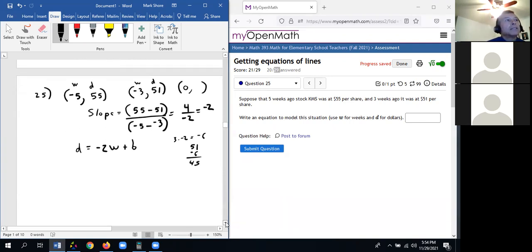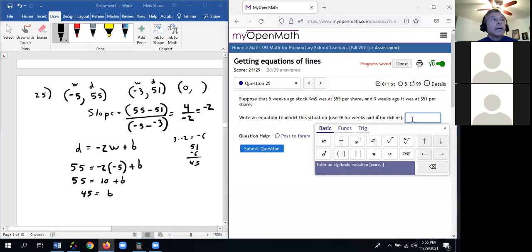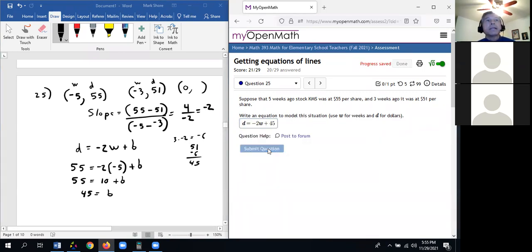So using algebra, I just substitute one of these points into here. So let's do this one. 55 equals -2 times the week value, -5 weeks, plus b. Working this out, you get 55 equals 10 plus b. And subtracting the 10 from both sides, you get 45. So I would say that's it right here. The equation is D equals -2w plus 45. So we'll see if that got it.